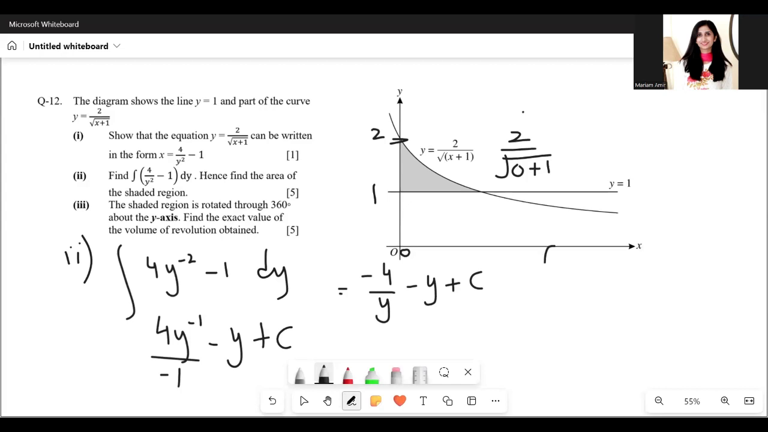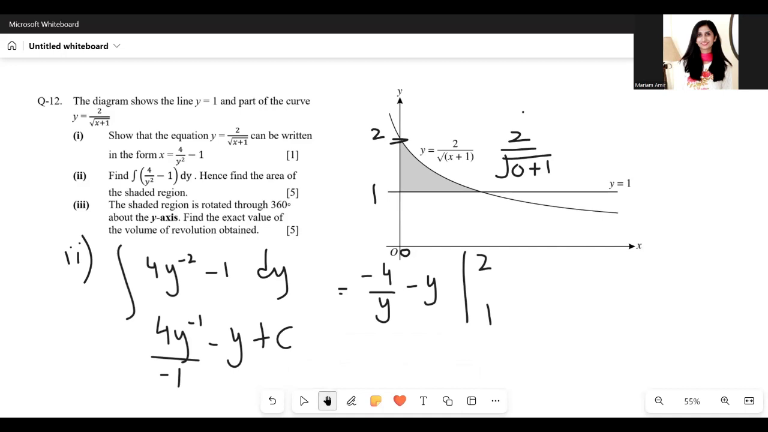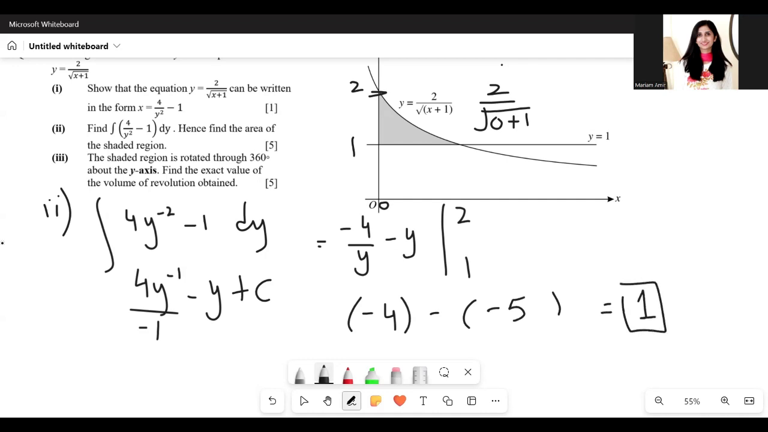So that means now we integrate this curve from 1 to 2, but we already have integrated it. So we just substitute the values of 2 and 1. And when we do that, we do not need c anymore. When we substitute 2, we get minus 4 upon 2 minus 2. That's negative 4. Then a minus sign. Substitute 1. Negative 4 upon 1, negative 1 is negative 5. This gives us 1. So the area of the shaded region is 1 unit square.